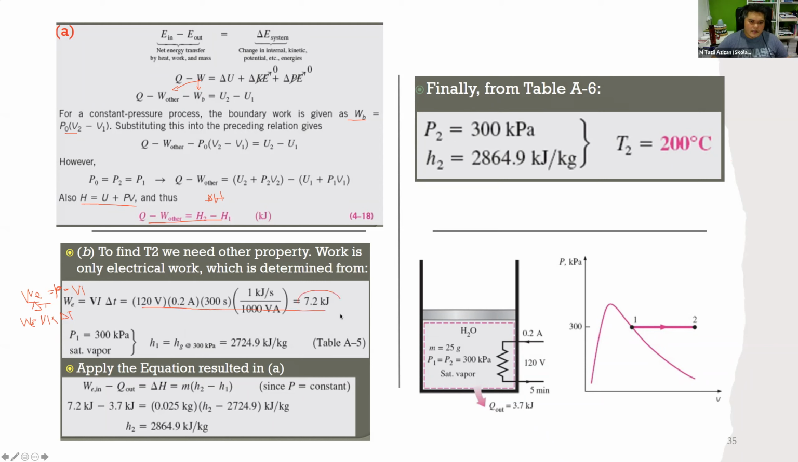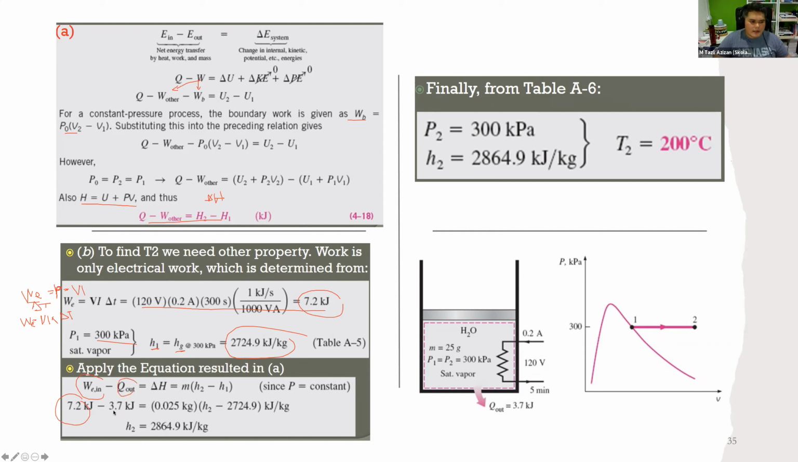Okay, so you got 7.2 kilojoule. At P1 at 300 kilopascal, you know that you got your H1 value, which is the saturated vapor at 300 kilopascal. This is the specific enthalpy at that particular point. So when we apply in the equation in A, we know that the electrical work in, the electrical work by the electric, and minus Q out.